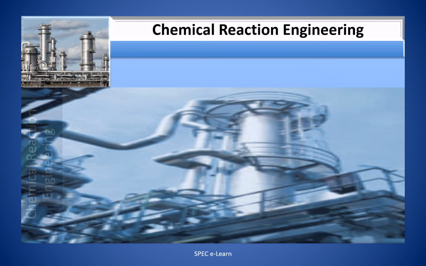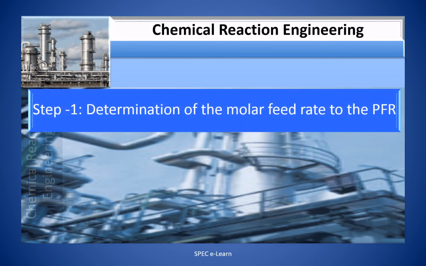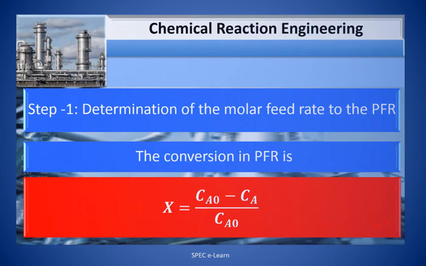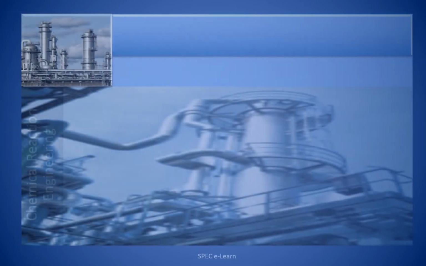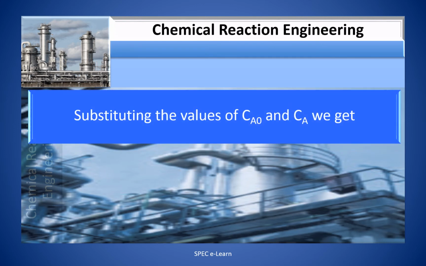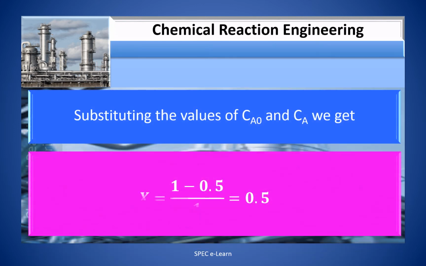Step 1. Determination of the molar feed rate to the PFR. The conversion in PFR is X equal to (Ca0 minus Ca) divided by Ca0. Substituting the values of Ca0 and Ca, we get X equal to (1 minus 0.5) divided by 1, equal to 0.5.